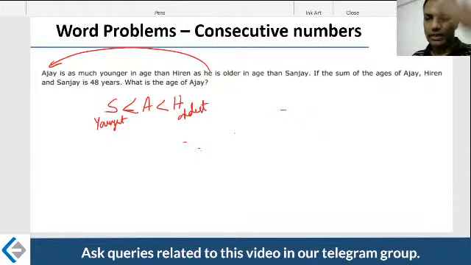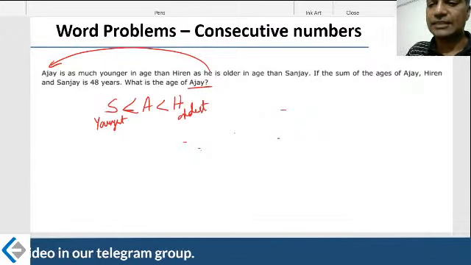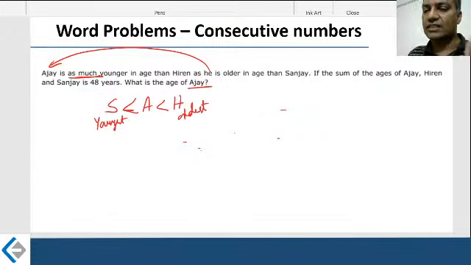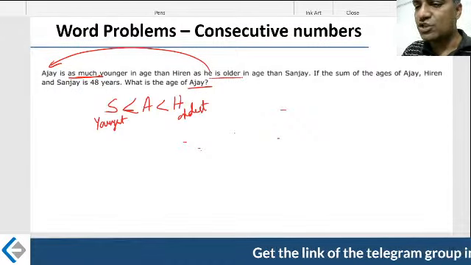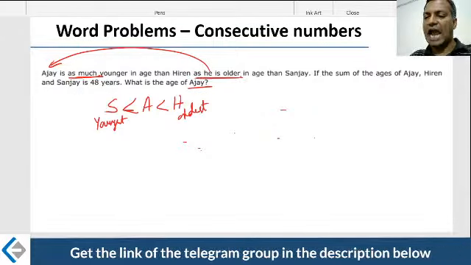Hiren is the oldest fellow. Right now, finally, I want the age of whom? I want the age of Ajay. Now pay attention to "as much younger" as he is older.